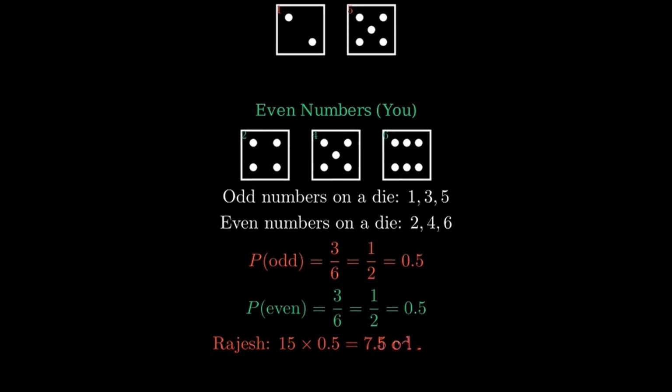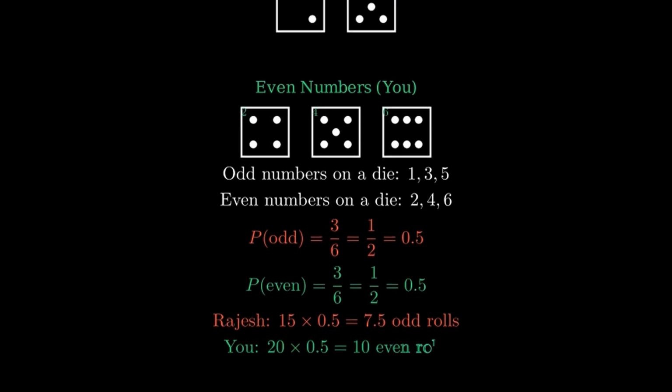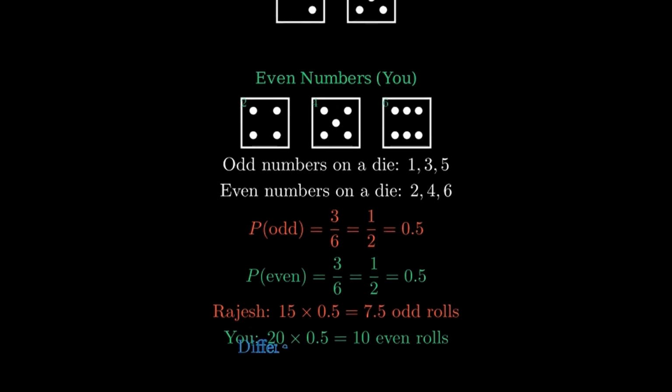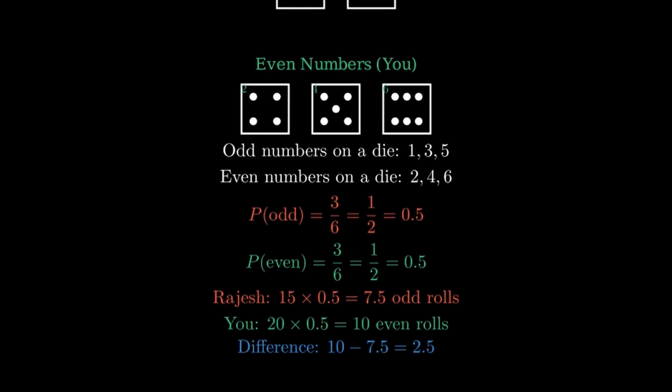For Rajesh, the expected number of odd rolls in 15 attempts is 15 times 0.5, which equals 7.5. For you, the expected number of even rolls in 20 attempts is 20 times 0.5, which equals 10. So the expected difference between your count and Rajesh's count is 10 minus 7.5, which equals 2.5.